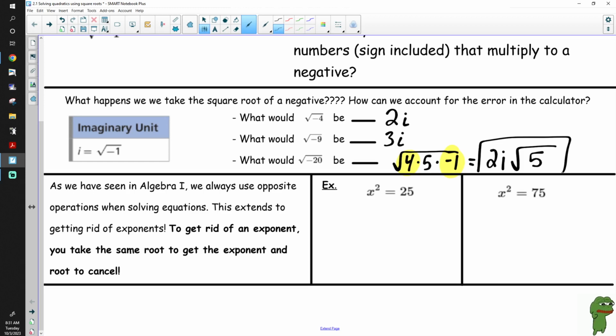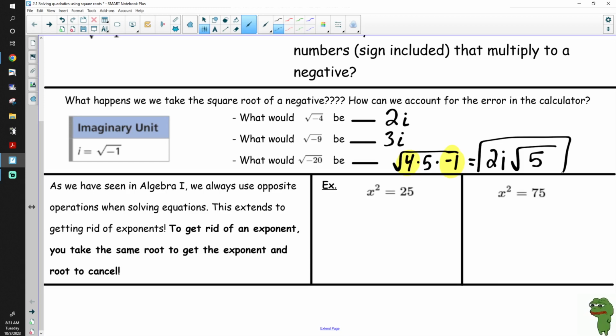What is the opposite of squaring something? There's a reason that the buttons are in the same place. What button is also above the x squared? A little blue. See it? Square root. That's why those buttons are in the same spot. The opposite of squaring a number is square rooting a number. Those are opposites, just like adding and subtracting, multiplying and dividing. Squaring and square rooting are opposites.